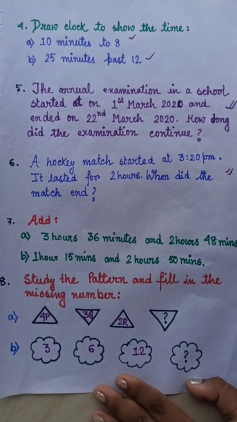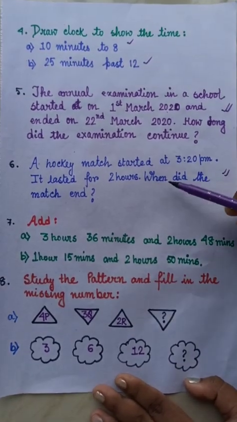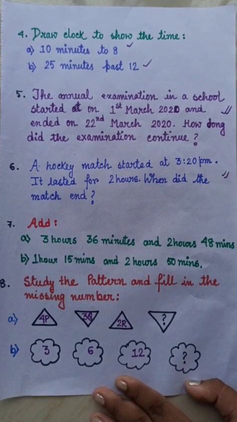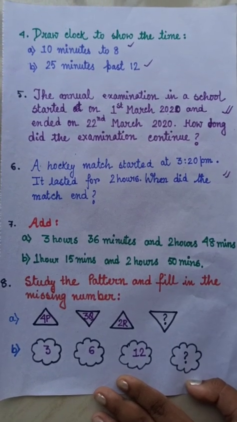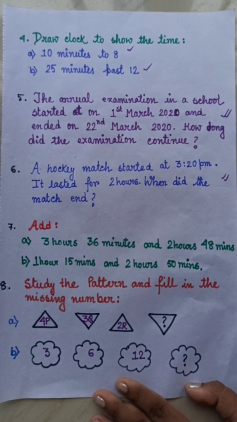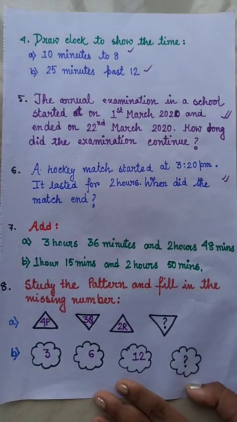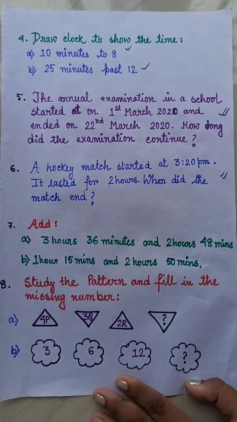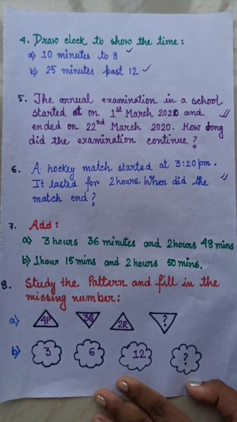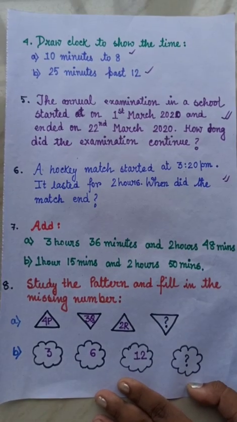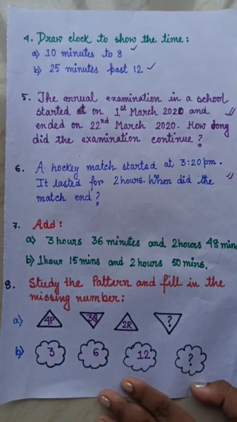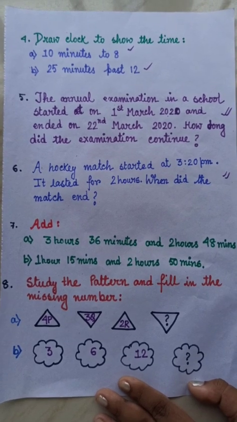Next is, a hockey match started at 3:20 p.m. It lasted for 2 hours. That means the match was for 2 hours. When did the match end? You have to find out at what time the match will end.